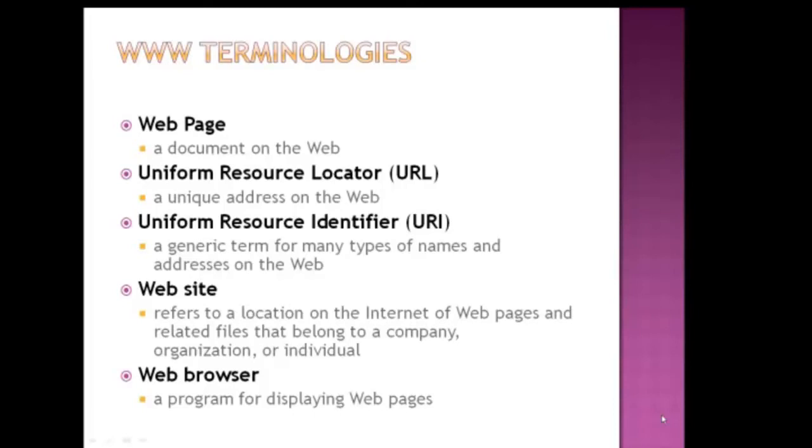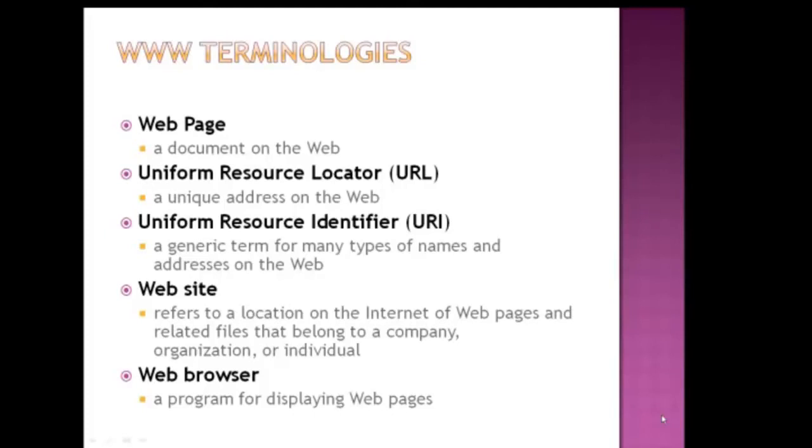A URL is a form of a URI, a Uniform Resource Identifier, and it is a generic term for many types of names and addresses on the web. So a URL is a page locator. A URI is the identifier for many other different resources on the internet.